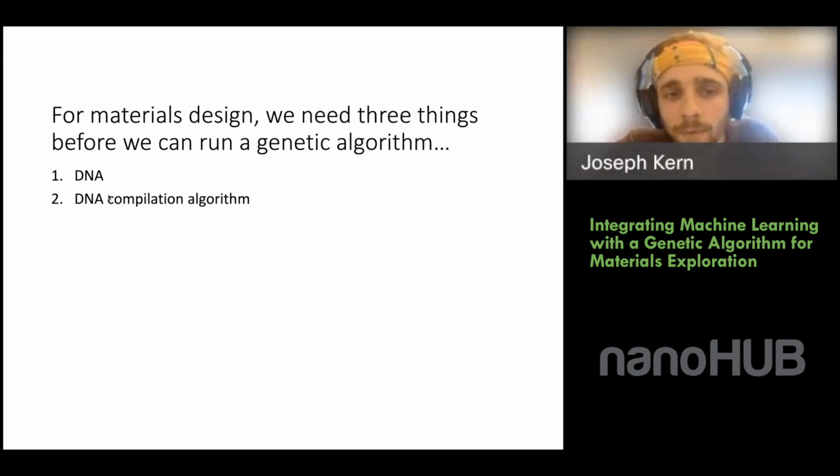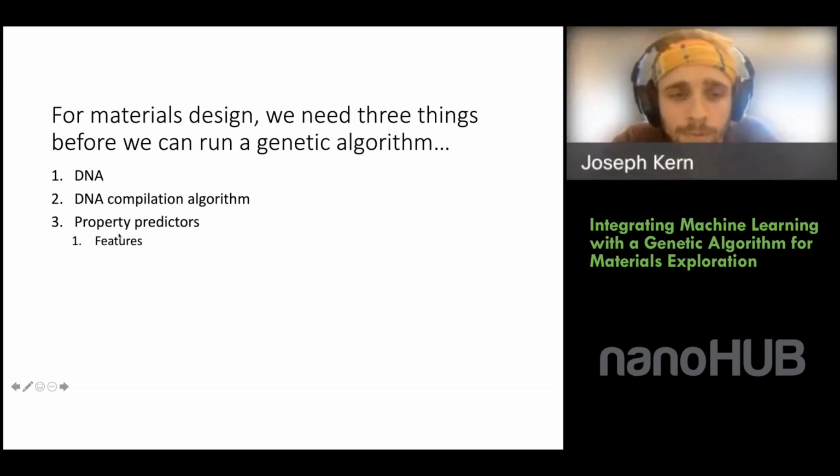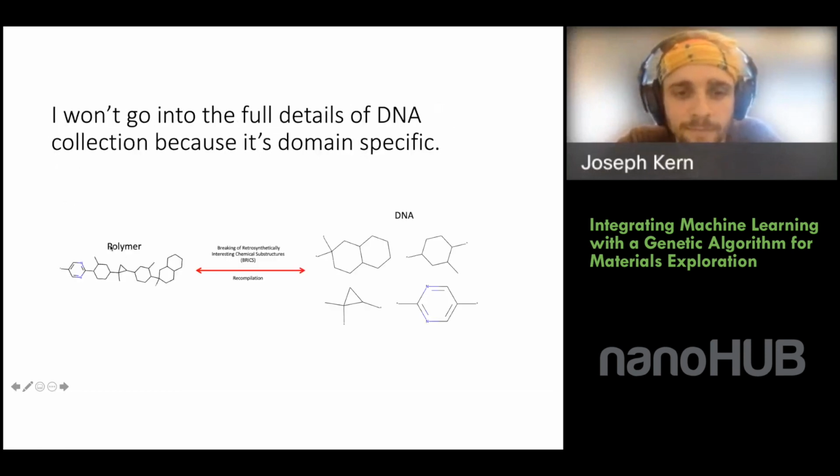And then you need some sort of compilation algorithm that you'd have to write. And I'm going to go into how we do that for the polymers in a sec. And then you'd need some property predictors. So these are the machine learning property predictors. You'd also need some features or fingerprint of your material that you can rapidly create.